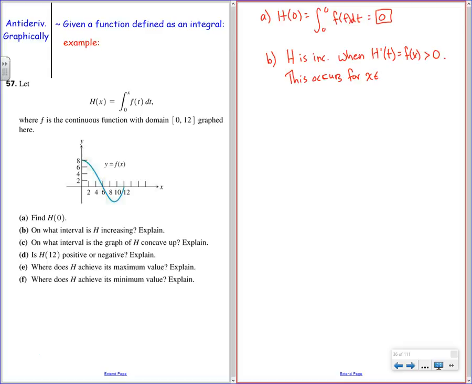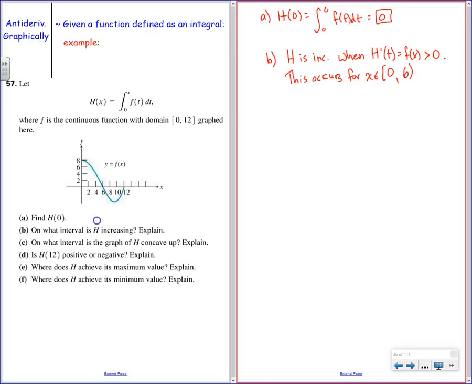Because that's when the y values are above. Why is it going to be open and not closed at 6? Because at 6 it's 0. But why is it going to be closed at 0? Because it's positive at 0. We leave open at the zeros because it's not increasing at a zero. It's momentarily constant, but we don't really say constant unless it's over an interval. The zero is not increasing, but everywhere in between, including at 0, it is increasing, because it is a positive y value even at 0.